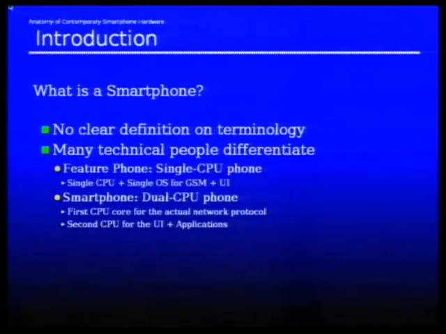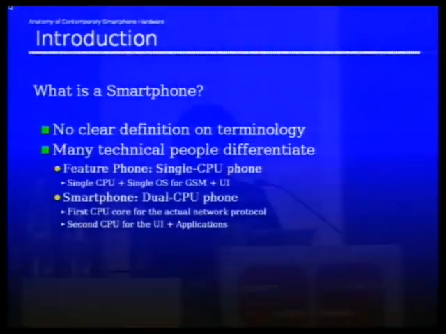What I call a smartphone, also for the remainder of this talk, are phones that contain two main processors: one CPU core that actually implements the network protocol, like GSM, UMTS, HSDPA, HSUPA and so on, and another CPU core which actually runs the user interface and applications. So basically a smartphone is something like a traditional old-fashioned GSM feature phone, which some people also call a GSM modem, and a PDA in one device. That's basically what you get.